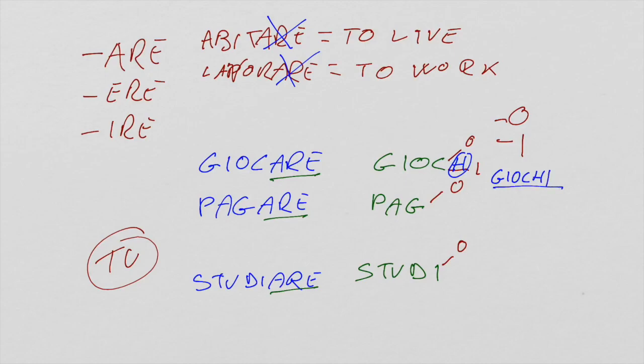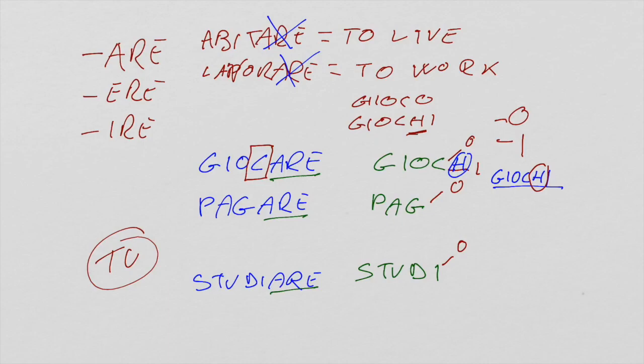So you have to remember, when you have a verb ending in are, but a verb that before are has a C, to add an H when you form the tu form. So io gioco, but tu giochi, with an H in between.